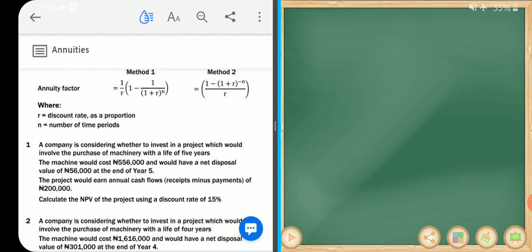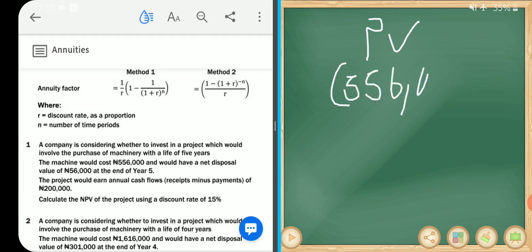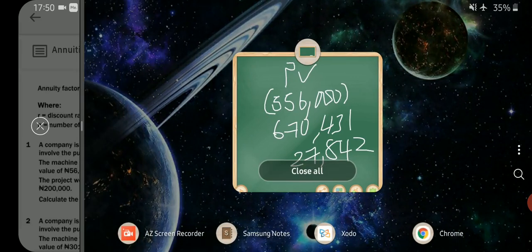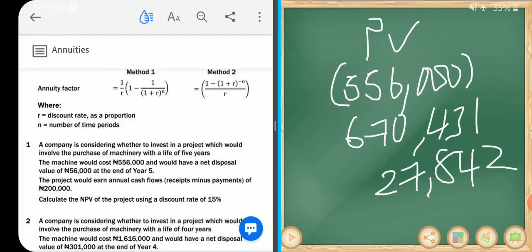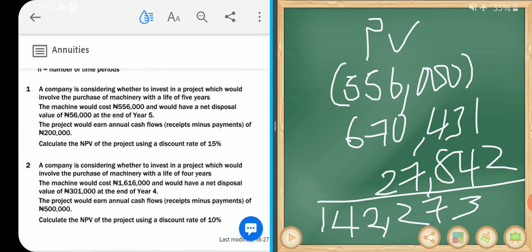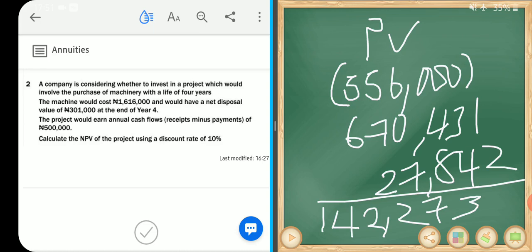So now I'm going to clear the page. We have our PV. From year 0, it was 556,000 negative. Year 1 to 5 was 670,431, while the disposal was 27,842. By the time we sum it up, we have our NPV, which is 142,273, and our value is positive. So you would tell them to accept the project. We have question 2 here, which I would like you to do at your spare time.